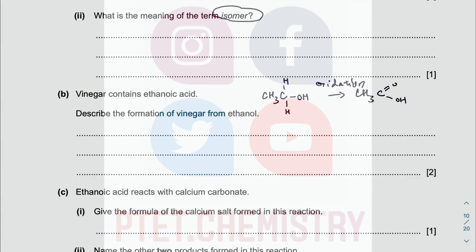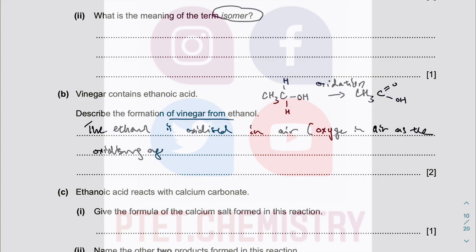In the large scale industrial production of vinegar from ethanol, they don't use chemicals to induce the oxidation. What they do is the ethanol is oxidized in air, but obviously it's going to be slow. When I say in air, it's the oxygen in air as the oxidizing agent. But this reaction will be slow.